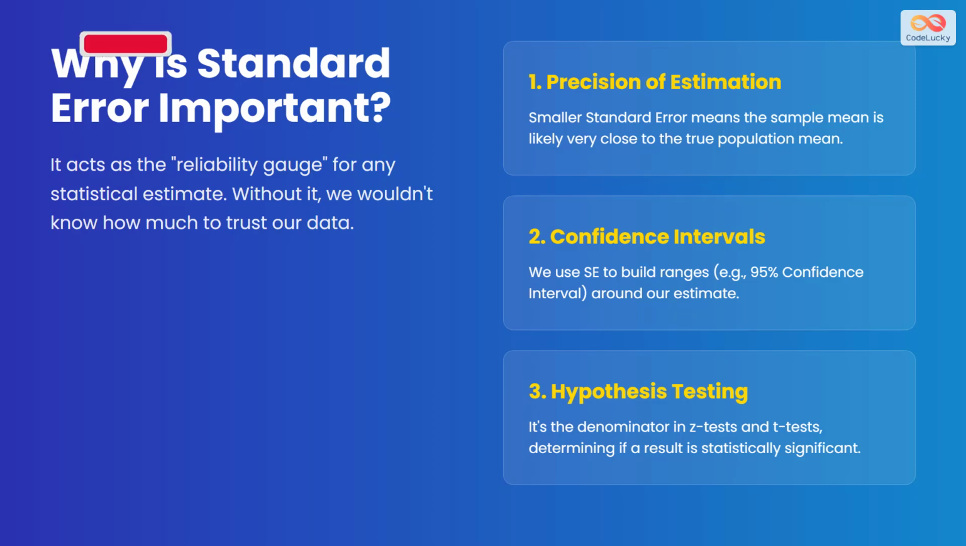Why do we care about this number? Because in real life, we usually only have one sample. The standard error tells us how much we can trust that one sample. It is used to calculate confidence intervals and perform hypothesis tests. If the standard error is small, we can be confident that our sample mean is very close to the truth.